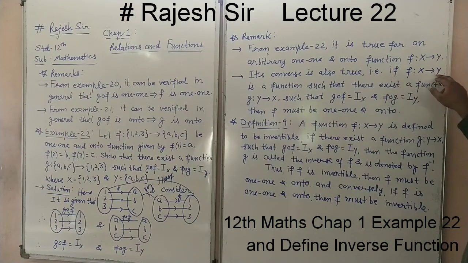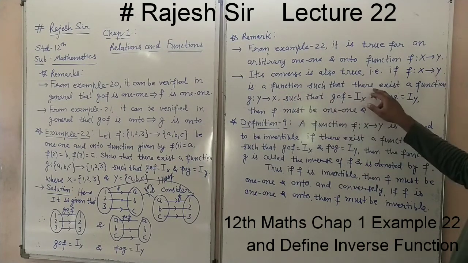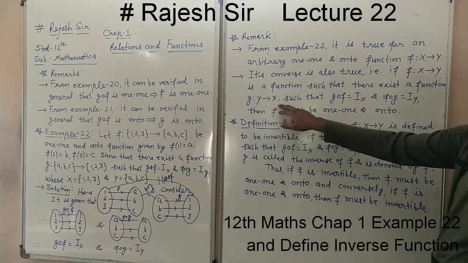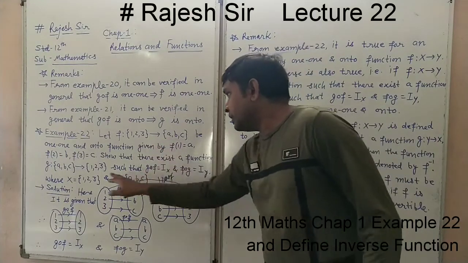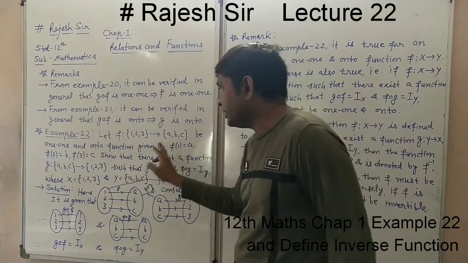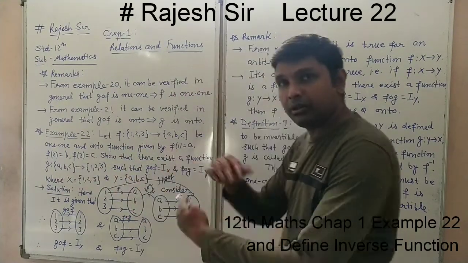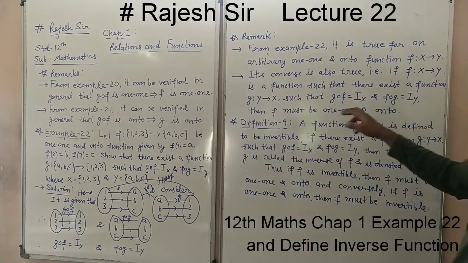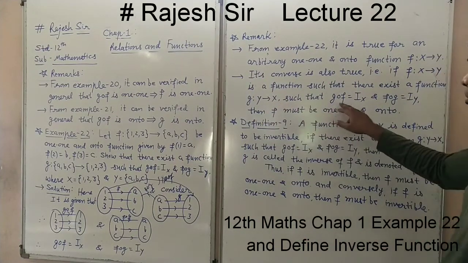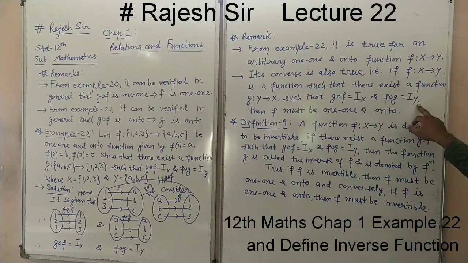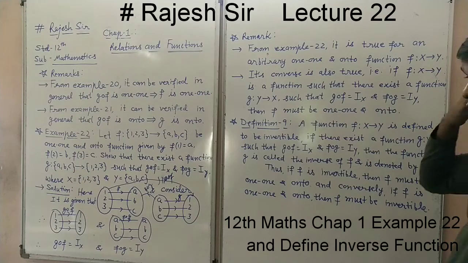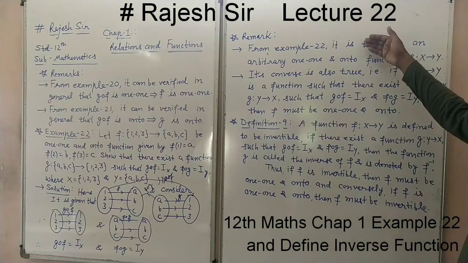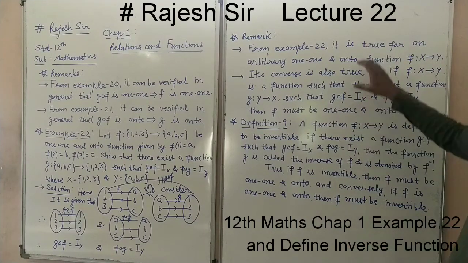If f from x to y is a function such that there exists a function g from y to x, as in the question it was x to y, f from x to y suppose, and g is from y to x, the inverse. So there exists a function g from y to x such that GOF equals Ix and FOG equals Iy. Then f must be 1-1 and onto. So you understand both statements.